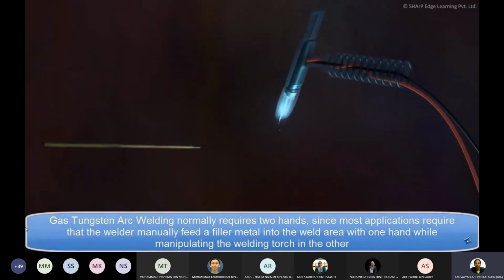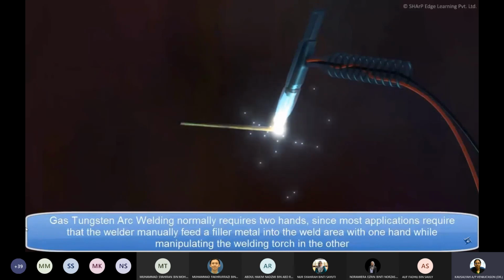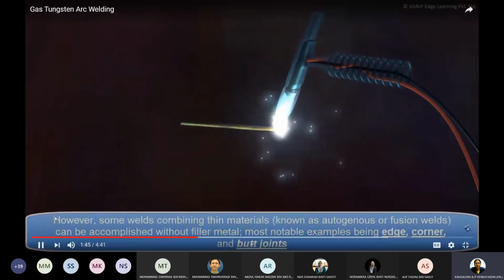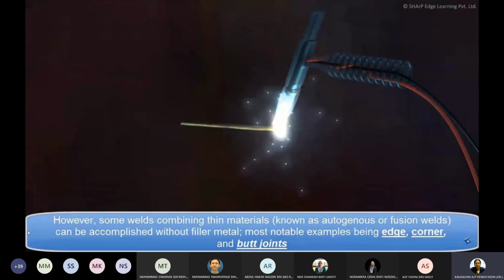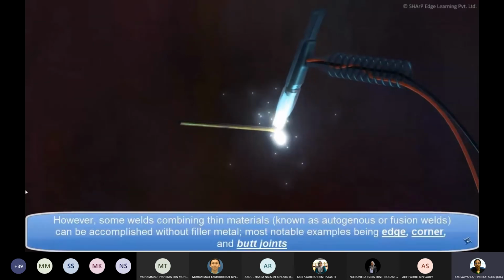Gas tungsten arc welding normally requires two hands, since most applications require that the welder manually feed a filler metal into the weld area with one hand while manipulating the welding torch in the other. However, some welds combining thin materials, known as autogenous or fusion welds, can be accomplished without filler metal. Most notable examples being edge, corner, and butt joints.